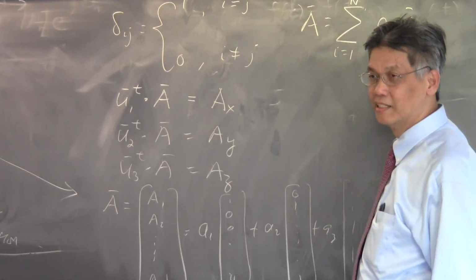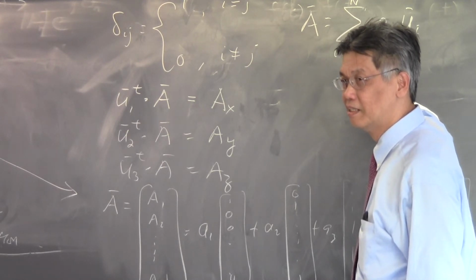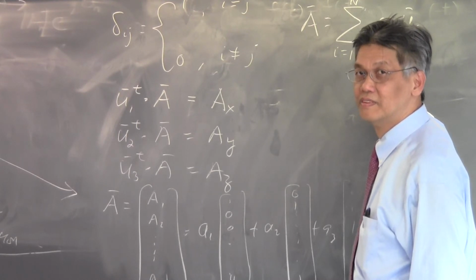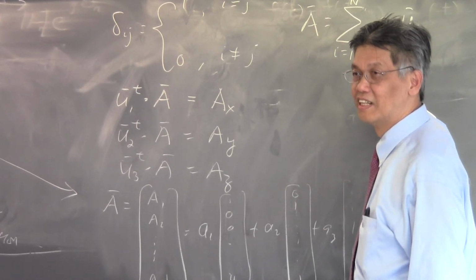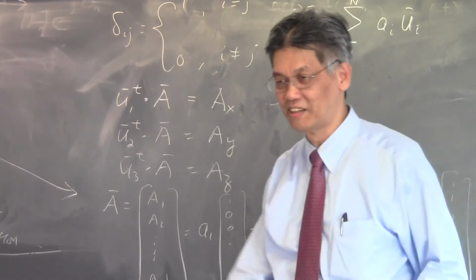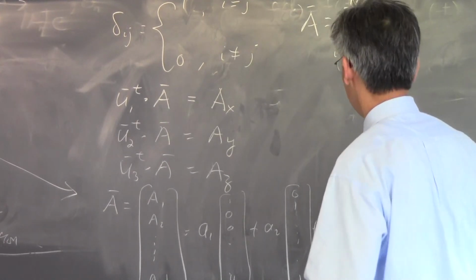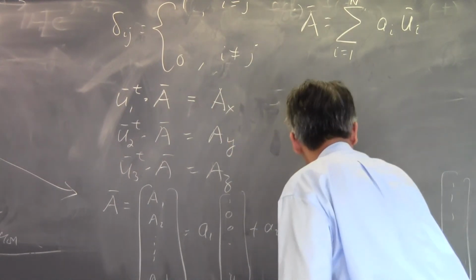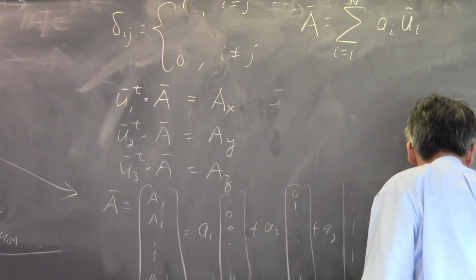And how do I find a_i? What do I dot this equation with? Yes, what do you think? I guess that u_i is always 1, right? No, u_i is any of these vectors. This is u1, u2, and this is u3 perhaps, and this is my last unit vector, u sub n.